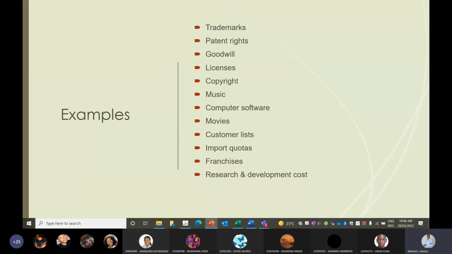Computer software: right now, we are on Microsoft Teams. So NUST gets licenses, or pays a subscription fee to Microsoft in order to use Teams. So Microsoft has the right to generate income from Teams, and the income will go to Microsoft. Teams is an intangible asset. It's software. Software is an intangible asset for Microsoft.